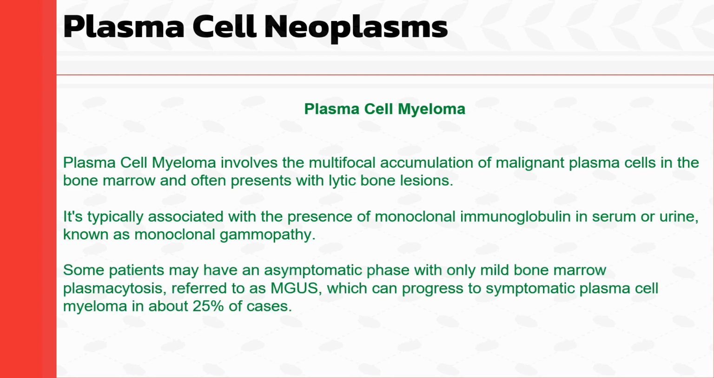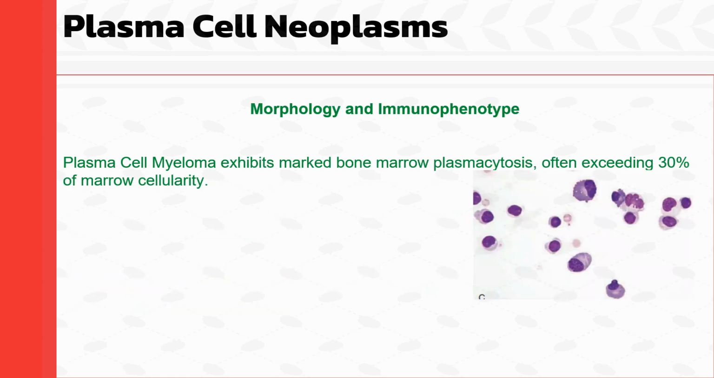Some patients may have an asymptomatic phase with only mild bone marrow plasmacytosis, referred to as MGUS, which can progress to symptomatic plasma cell myeloma in about 25% of cases. Plasma cell myeloma exhibits marked bone marrow plasmacytosis, often exceeding 30% of marrow cellularity.